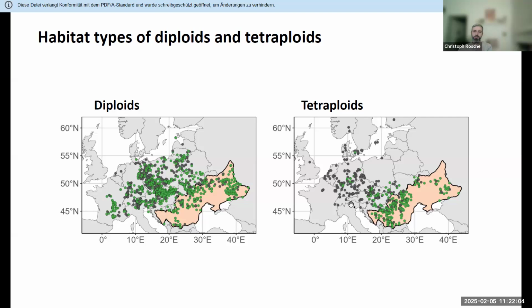An important detail in this figure is that these natural habitats are not necessarily the habitats that we used to define the native range. Remember, these habitats were natural steppes and relict habitats, but these only account for about 10% of the natural habitats shown here, because these also include semi-natural habitats, for example, grazed grasslands. So that's why we also see some green points in the expanded range, much more for diploids.